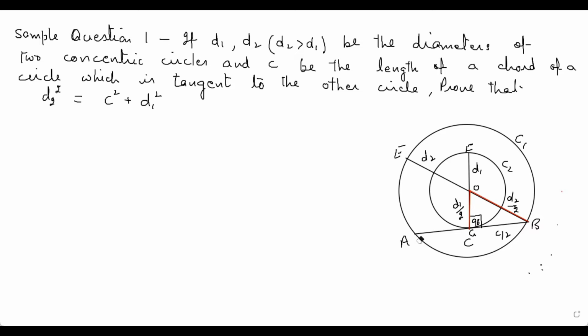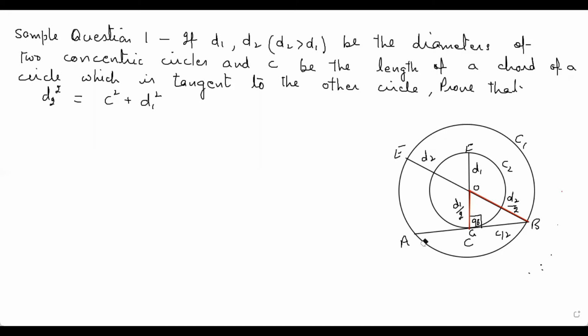If D1, D2 be the diameters of two concentric circles and C be the length of a chord of a circle which is tangent to the other circle, prove that D2 square is equal to C square plus D1 square. Now this is the figure. I'm going to explain this figure.